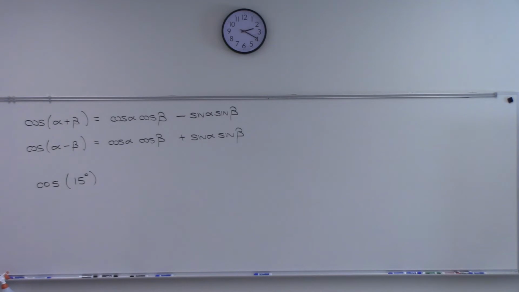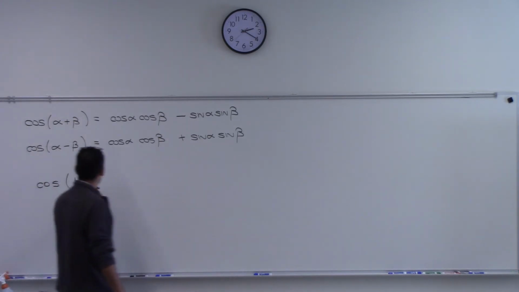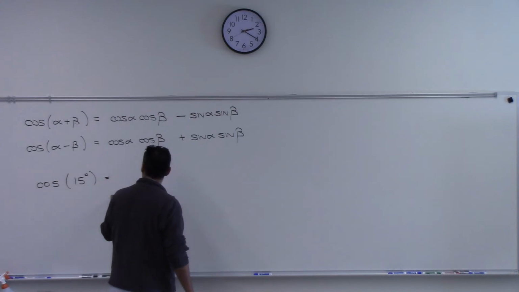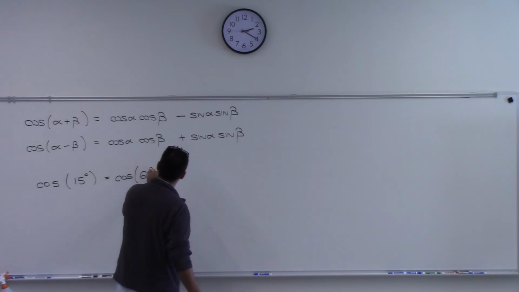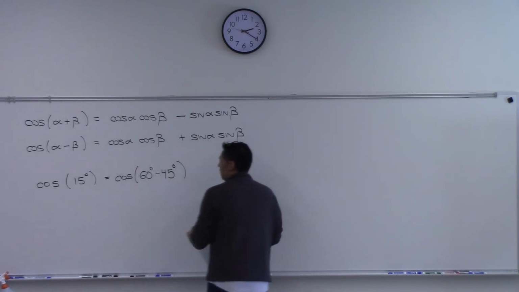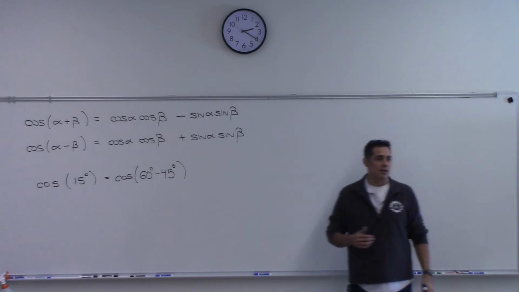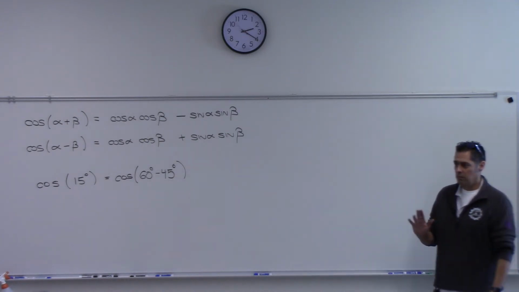You could do 45 minus 30, right? Could you do 60 minus 45? Yeah. You could do that as well. You just have to come up with two angles that somehow come together to be 15. So it's kind of your call here. So how do y'all want to do it? 45 minus 30, or 60 minus 45? I heard 60 minus 45, so let's do that. You know what? If you want, you can do it with the 45 minus 30, and we should all get the same answer. We should.